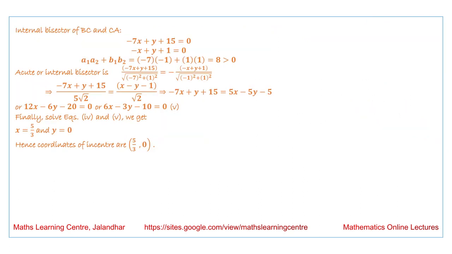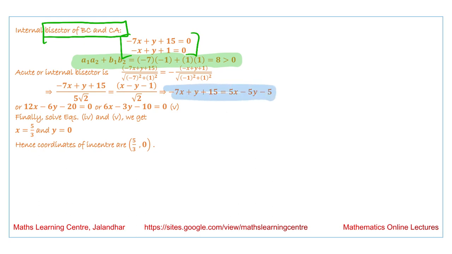Next, we calculate the internal bisector of BC and CA. We have these two equations. Again, we calculate the value of a1 a2 plus b1 b2, and we get 8, which is greater than 0. So for the acute angle bisector, on solving this, writing the negative sign over here, the angle bisector we have is 6x minus 3y minus 10 is equal to 0.